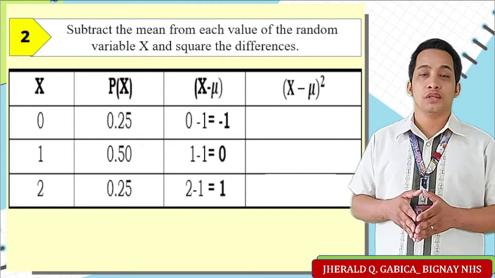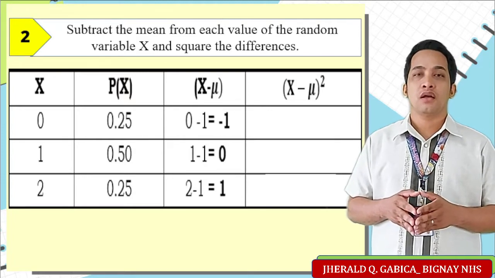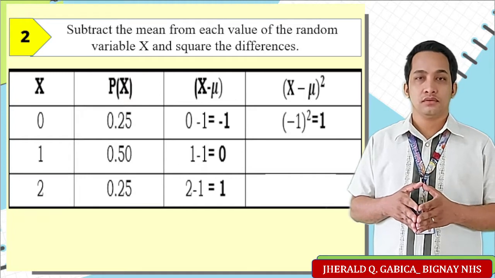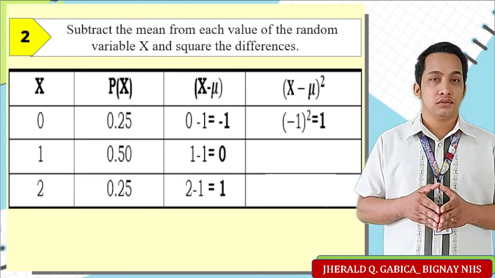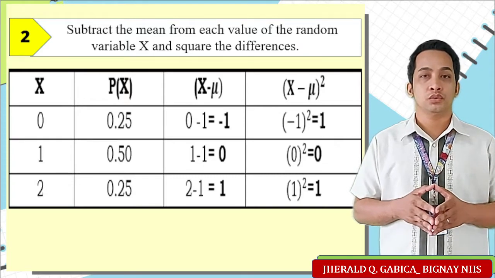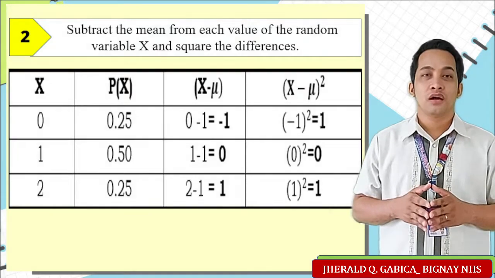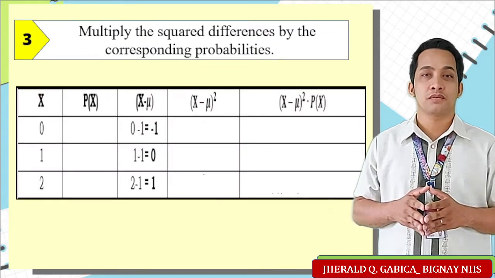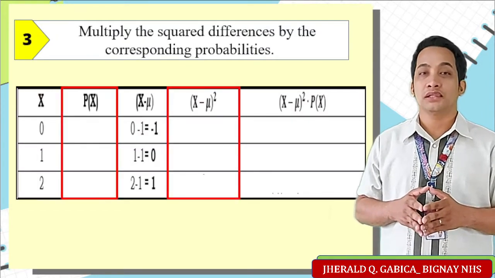1. Next we square the differences. Negative 1 squared is equal to 1. 0 squared is 0. And 1 squared is equal to 1. For step number 3, we multiply the squared differences by the corresponding probabilities. So we will add another column.